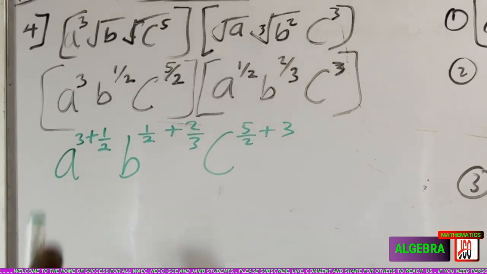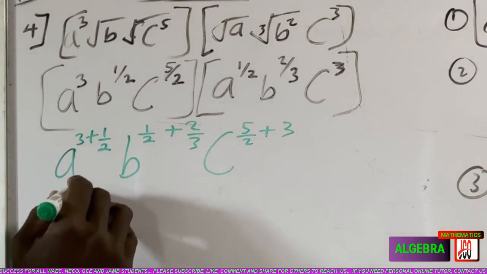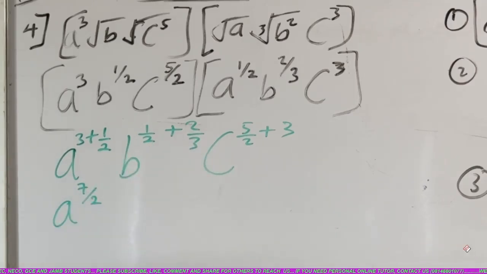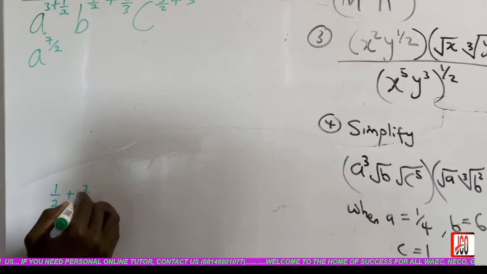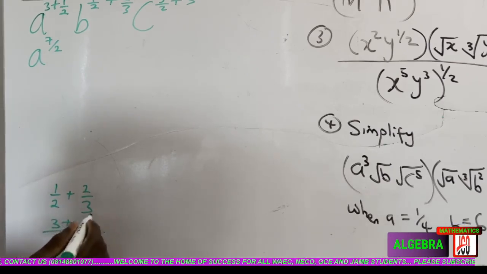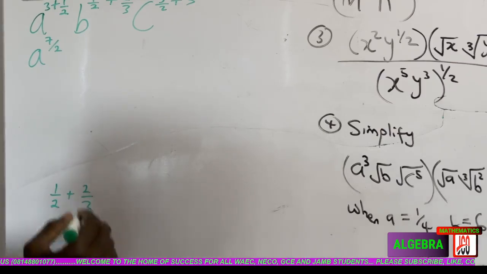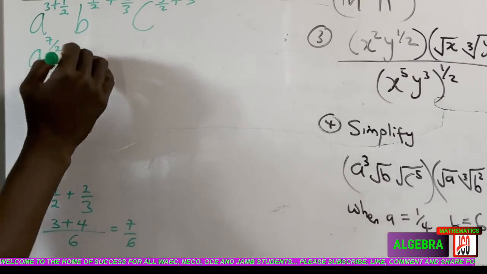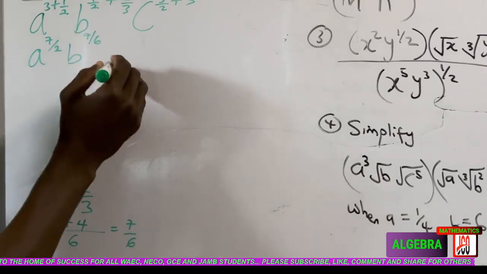Follow along. 3 plus half is simply 3 and a half, which is 7 over 2. So I have A raised to power 7 over 2. Those ones don't need to be solved. Half plus 2 over 3. LCM of 2 and 3 is what? 6. 2 divided into 6 is 3. 3 times 1 is 3. Plus 3 divided into 6 is 2. 2 times 2 is what? 4. That gives me 7 over 6. So this is B raised to power 7 over 6.